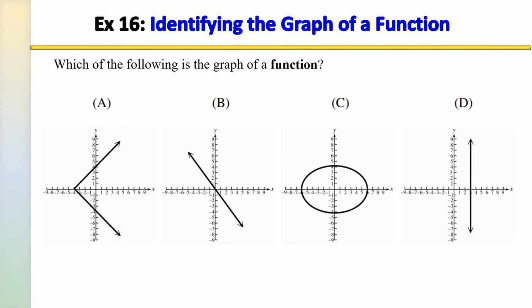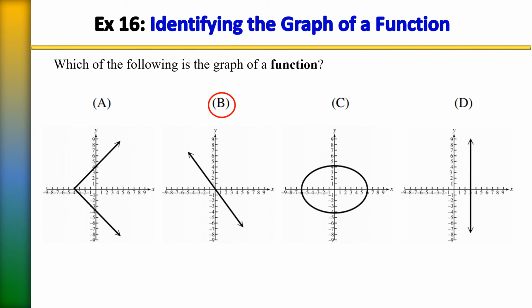Number 12. Which of the following is the graph of a function? So what is the correct answer? Choice B. Recall a graph is a function if it passes the vertical line test.